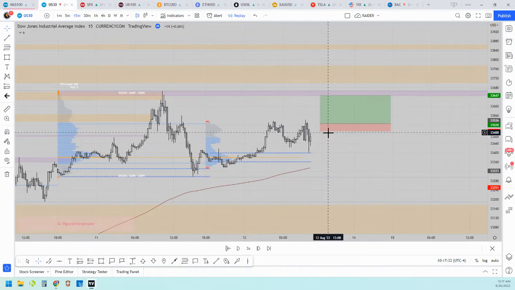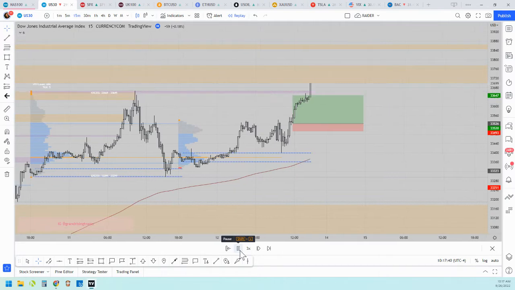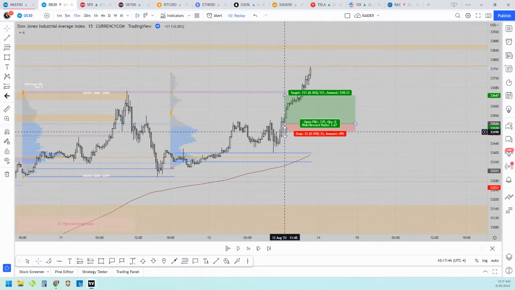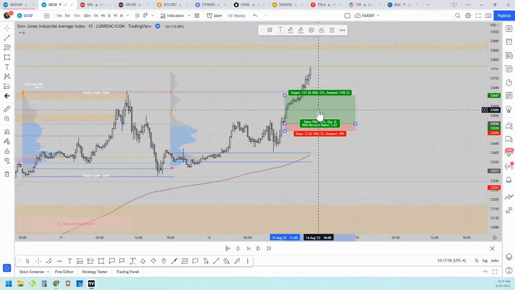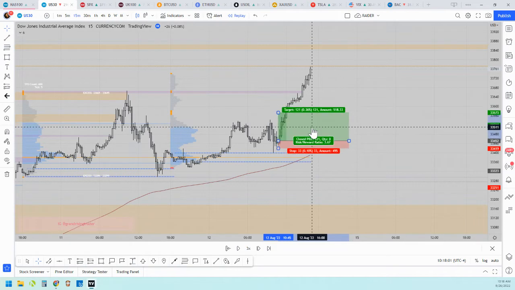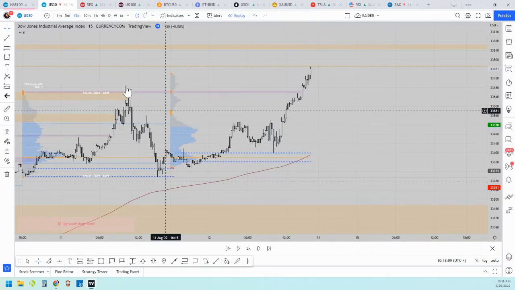Got stopped out. But the idea was there, like it always is. It's okay. We got stopped out, but we were right with the direction. I'm sure it wouldn't have mattered anyways, because we didn't really know this value area right here. So it is what it is. You can't win them all.